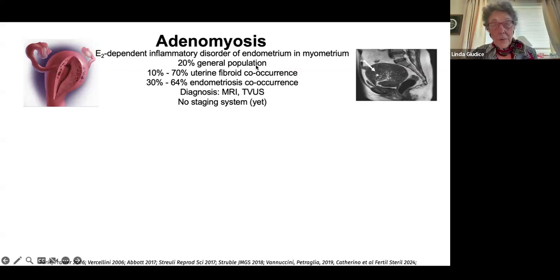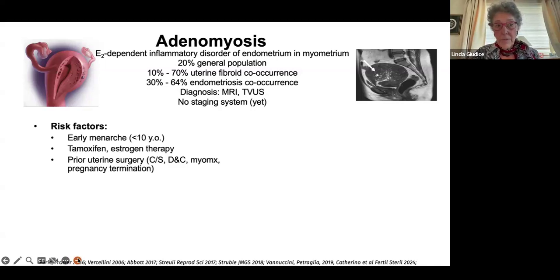It occurs in about 20% of the general population, with high co-occurrence with uterine fibroids, and between 30 to 64% endometriosis co-occurrence. So a lot of women who have adeno also have endo and vice versa. The diagnosis here is not by surgery, but rather by MRI or by transvaginal ultrasound. And as of yet, there is no staging system, but groups are working on this.